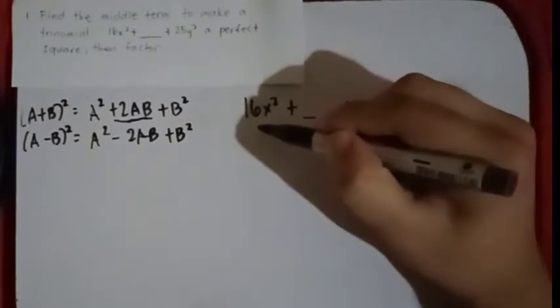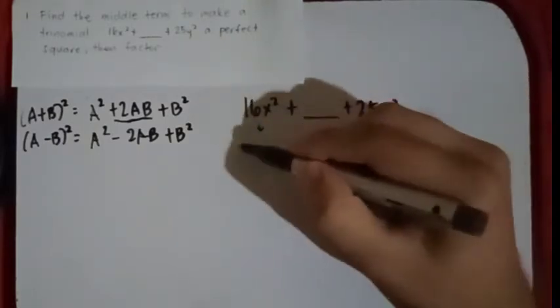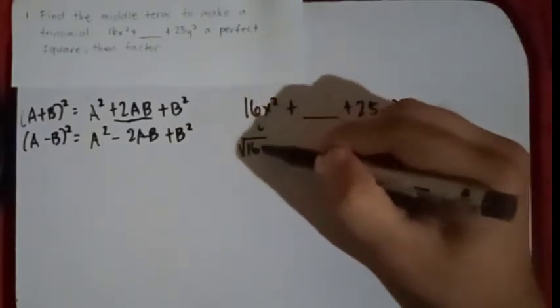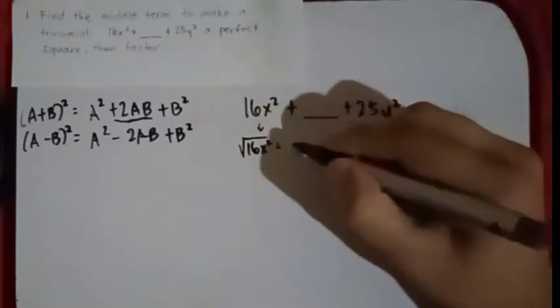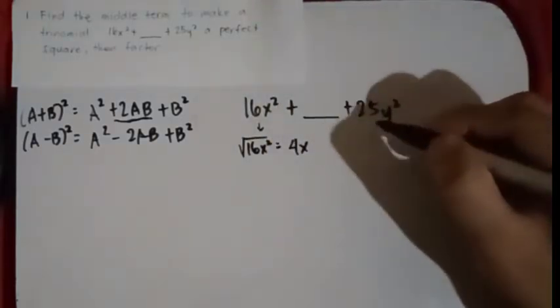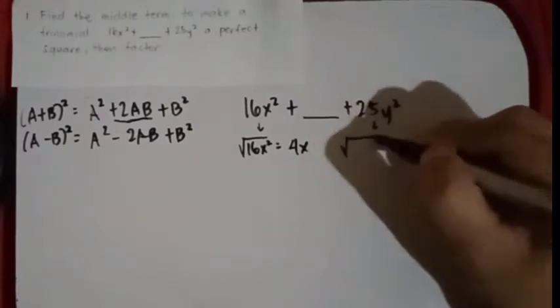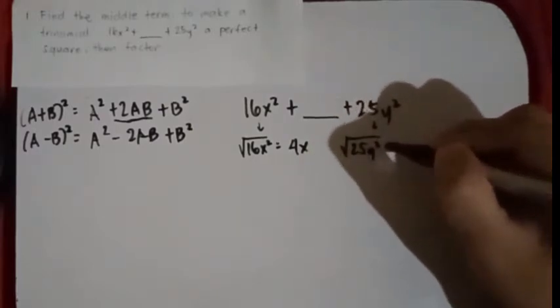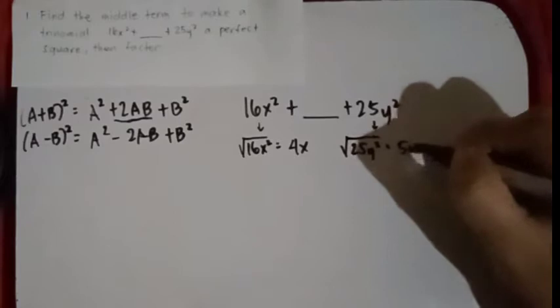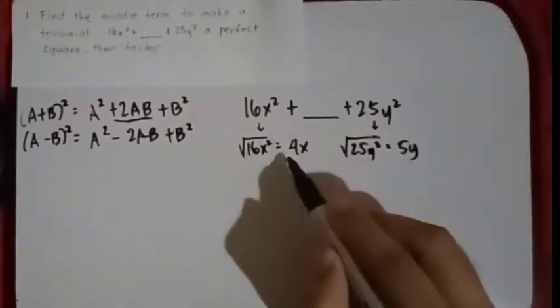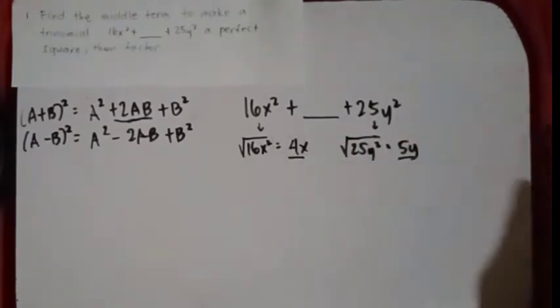So, kung naalala nyo kung paano natin ginawa, ganito yon. So, kukunin mo muna yung square root ng first term, so that yung 16x squared, square root of 16x squared is 4x. Tapos, dito naman sa last term, 25y squared equals 5y. So, meron na tayong 2 terms, 4x at saka 5y.